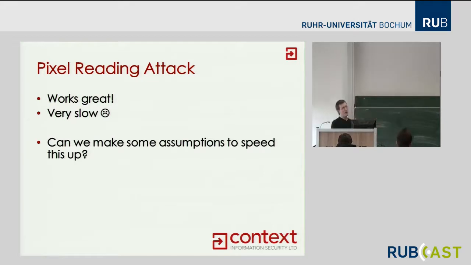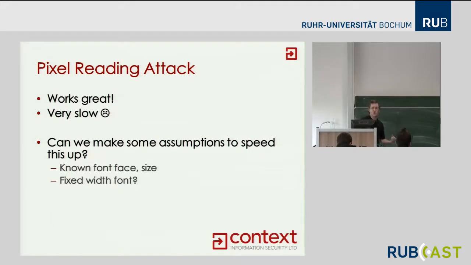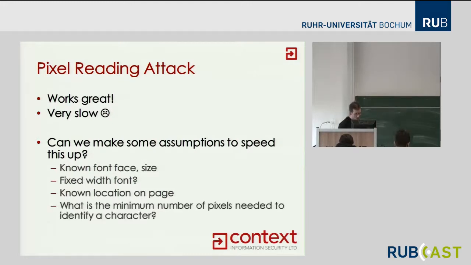Could we make some assumptions about what is on the web page in order to do this faster and have to read fewer pixels? What if we knew the font that was being used in the web page and the size of the font? And maybe it's also a fixed width font. I'll show you why that's important later. And presumably we know exactly where it is on the page, so instead of reading a whole page, we can just read a small region of it, the region that has the secret data that we're after. If we know all these things, what is the minimum number of pixels we'd have to read in order to figure out what text is there?